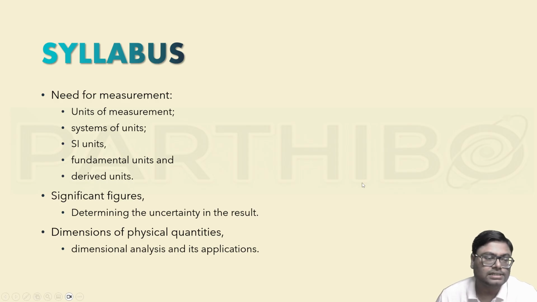So what we have here: need for measurement, units of measurement, system of units, SI units, fundamental units, derived units, then significant figures, determining the uncertainty in the result, dimensions of physical quantities, dimensional analysis and its application. We'll be learning all these things. Today we'll mostly learn the need for measurement part, and in the next class we'll learn significant figures and also dimensions of physical quantities.